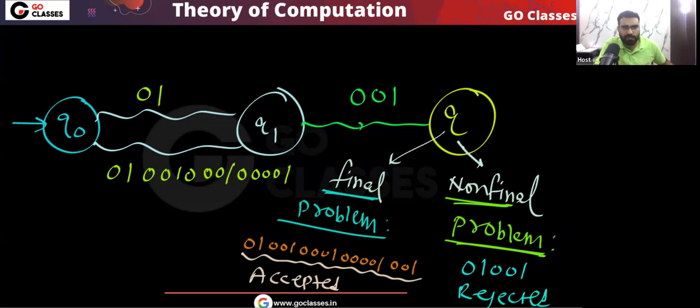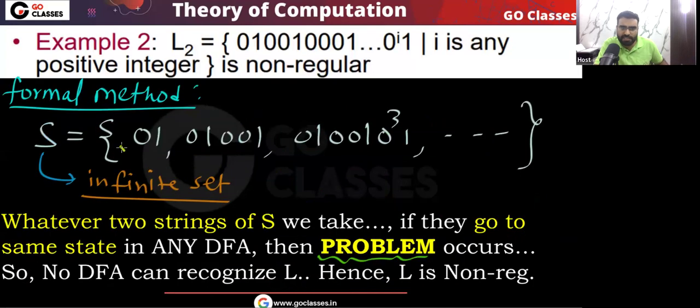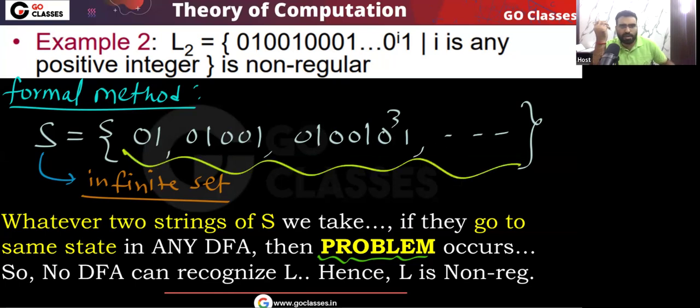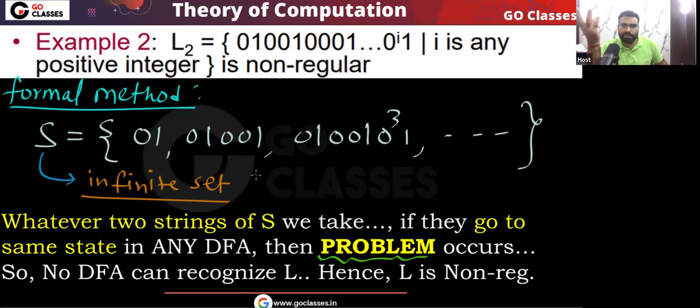So are you getting my point? In this infinite set S, whatever two strings you take, any two strings, your choice, if they go to the same state in any DFA, then a problem will happen. So these strings should go to different states in any DFA, and so on. But if they go to different states, then you need an infinite number of states, because this is an infinite set. But in a DFA, we have a finite number of states.